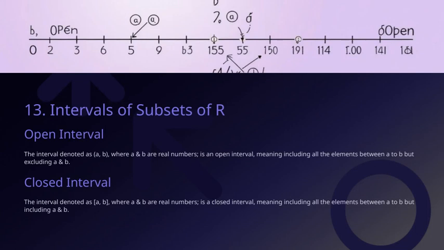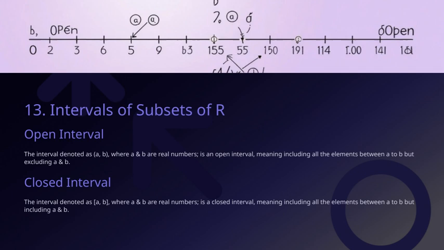Let's take a closer look at the concept of intervals in the set of real numbers. When we write [a, b], we're talking about what's called a closed interval. This means that it includes all the points between a and b, and importantly, it also includes the endpoints a and b themselves. So, if you think about the interval from 1 to 5, it contains every number starting at 1, going up to 5, including those two boundary points.